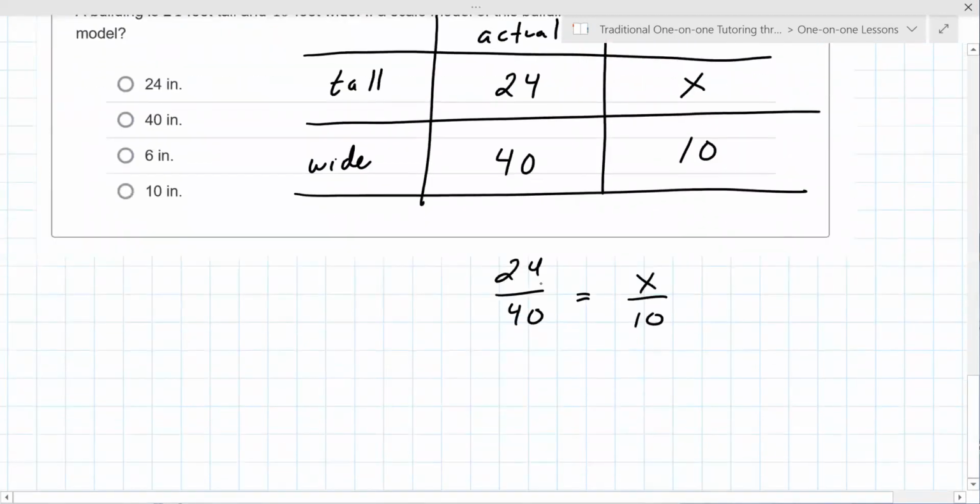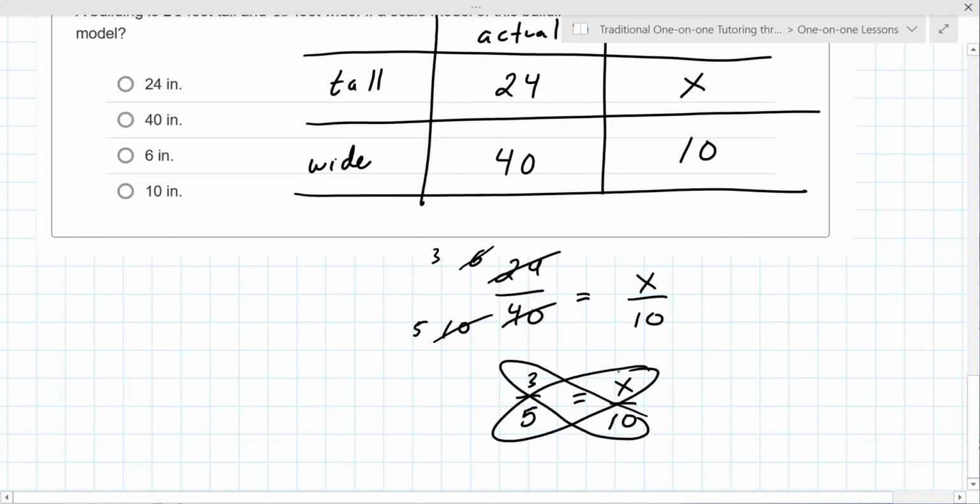What are 24 and 40 both divisible by? Can you think of a number? 4. So that gets us down to 6 over 10. And you can further do it if you wanted. You can go by 2, so that's 3 and 5. So we have 3/5 equals X over 10. I want you to cross multiply and solve this for X, please. X equals 6. Very good.